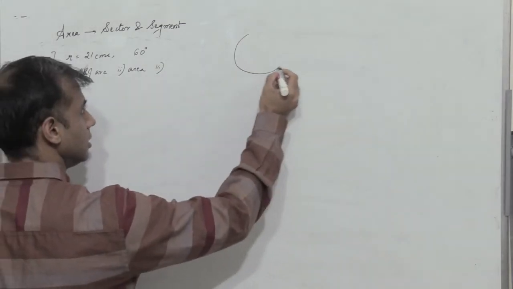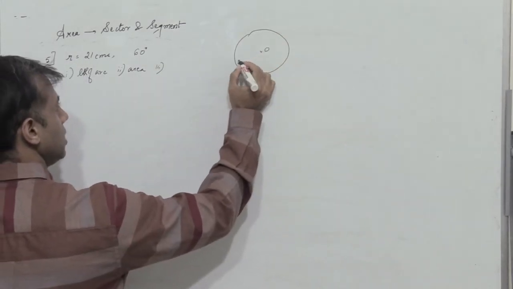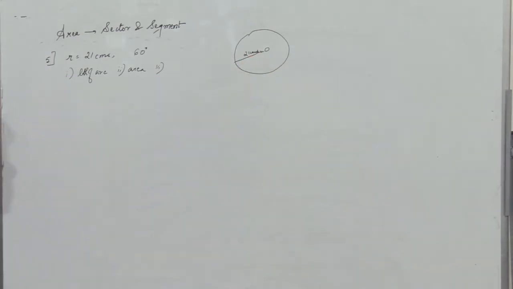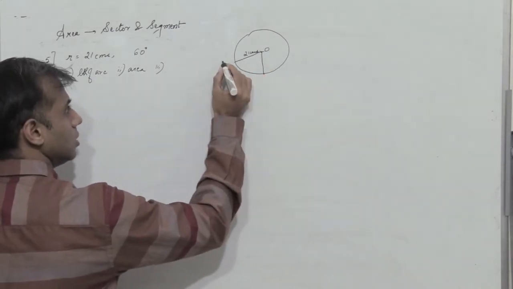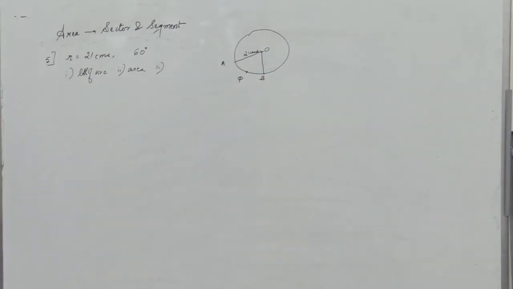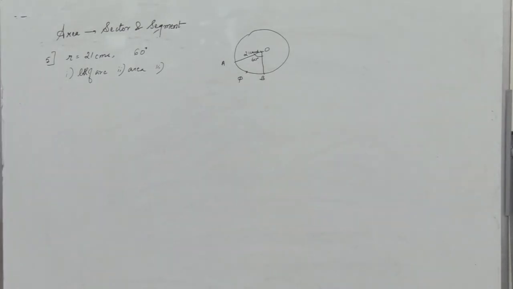So we have a circle there. Let the center be O, and the radius is of course 21 centimeters, and you have a chord here. Let the two points be A and B. Let me call this P, and the angle made is 60 degrees. So we need to find the length of the arc.